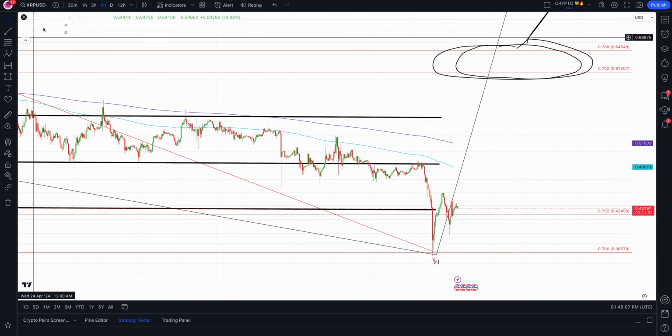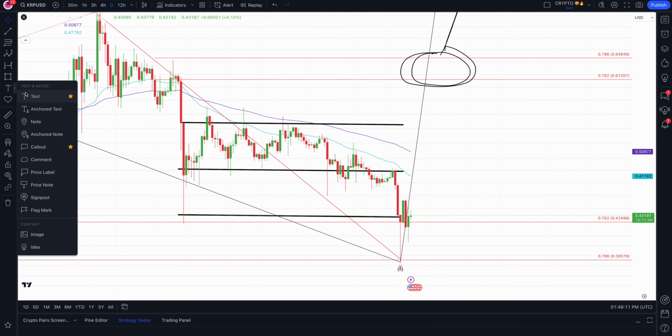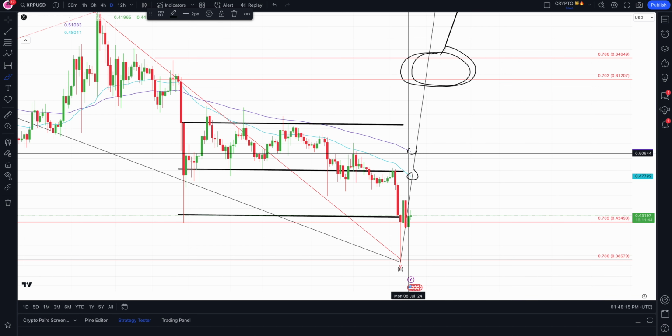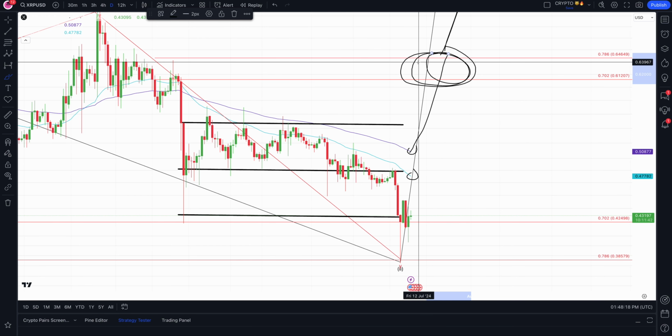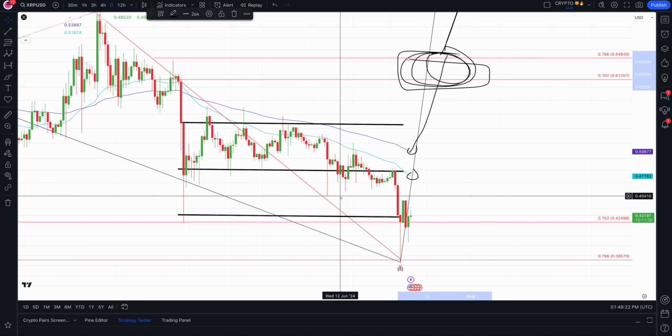Remember, we want to remember that bulls want to get above this 50 and 21-day moving average, so we can confirm a move towards the 702 and the 786. Get above this, get above these two levels, then it's go time for XRP.